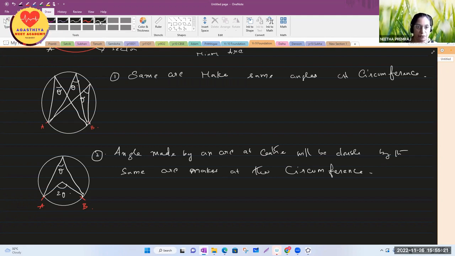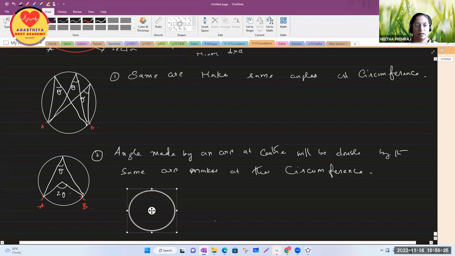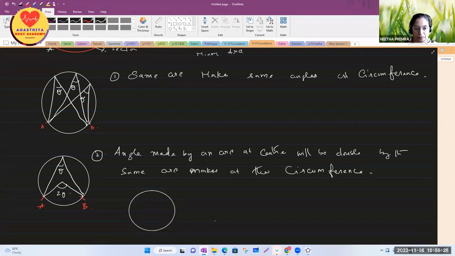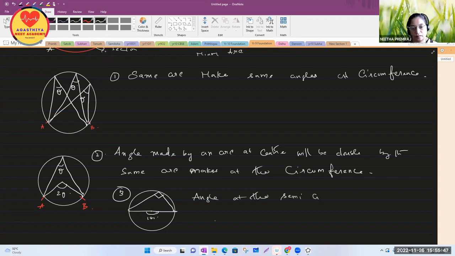And one more in this, you should know one more concept. That is, if the arc is a semicircle, semicircle means what? It is 180 degrees, isn't it? So this angle must be 90 degrees. So you can write: angle at the semicircle is 90 degrees. Make these 3 points. Take a note of it.